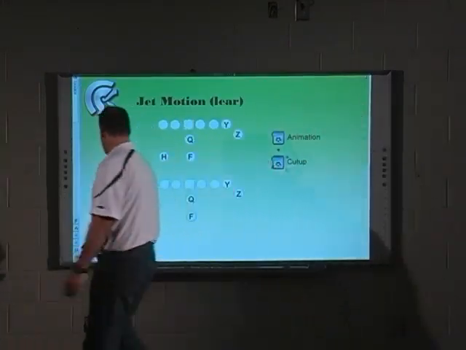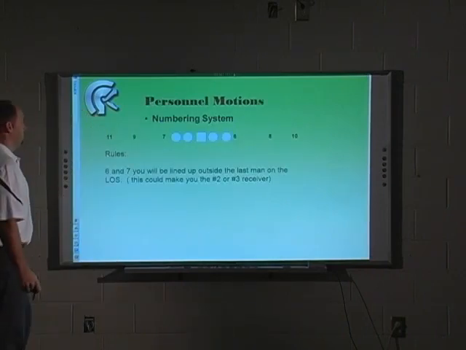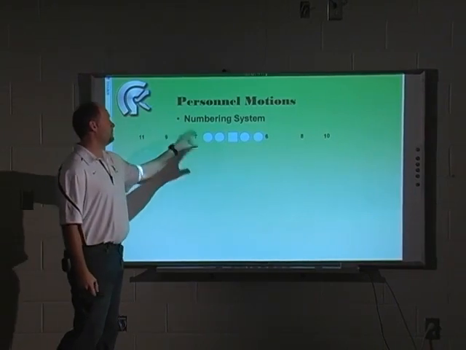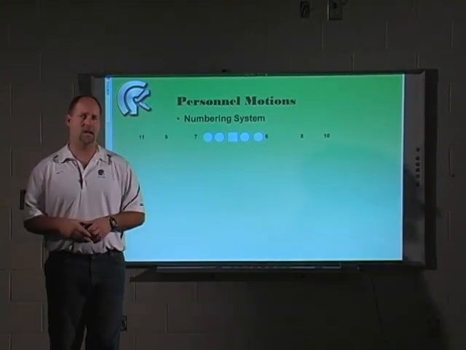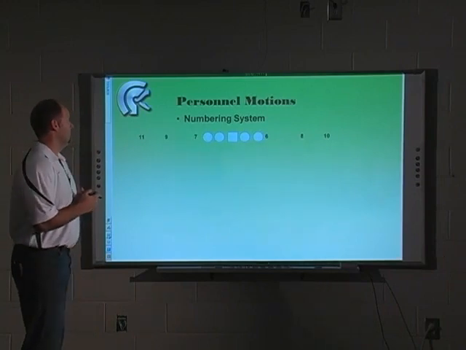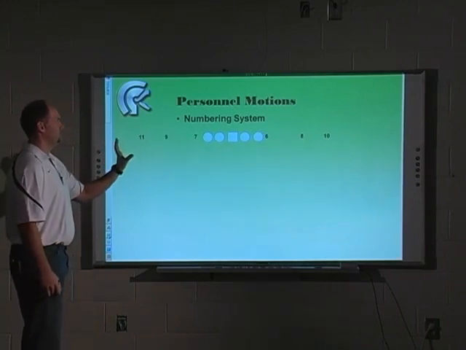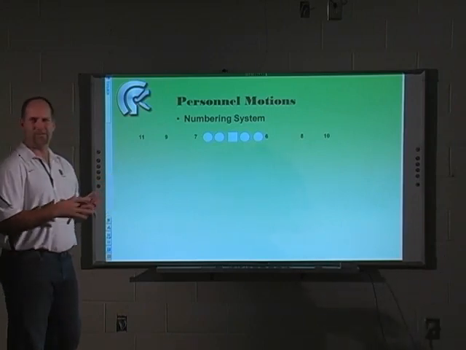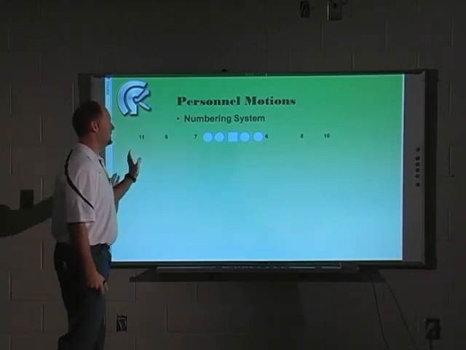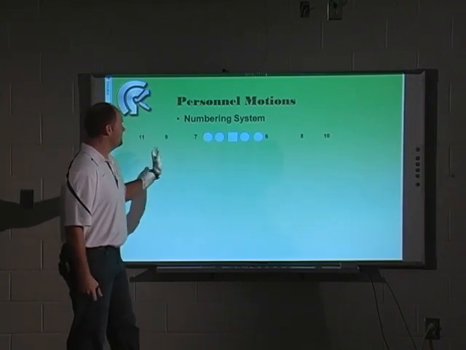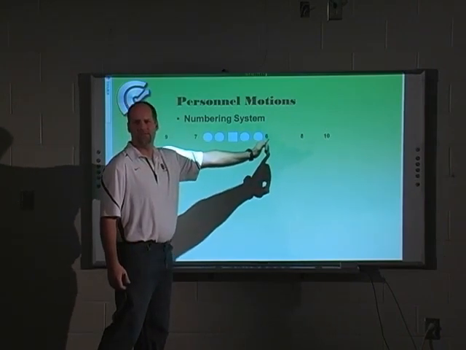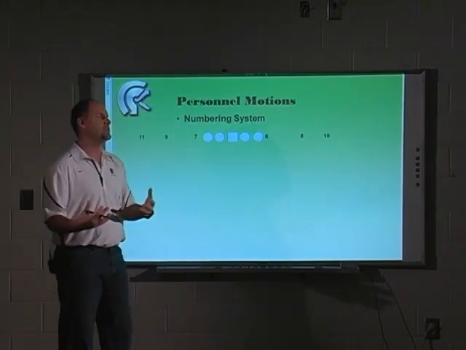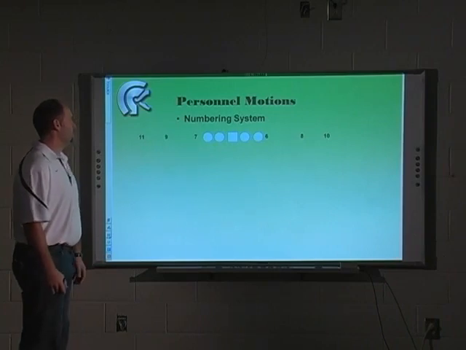Okay. Next thing we want to talk about is our personnel motions. And in order to understand our personnel motions, you have to understand what we call our numbering system. We use a set of numbers that we put together for our kids that tell them where they're going to go. If I just said jet motion right, that doesn't make a whole lot of sense other than I can get to the end of the formation. If I wanted to get out there a little further, I have no way to describe that to them, so we have a numbering system.